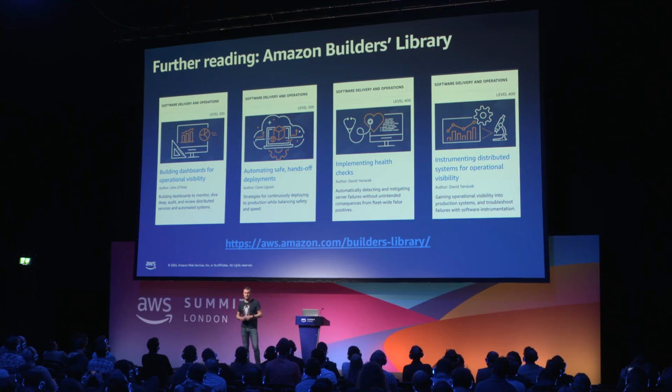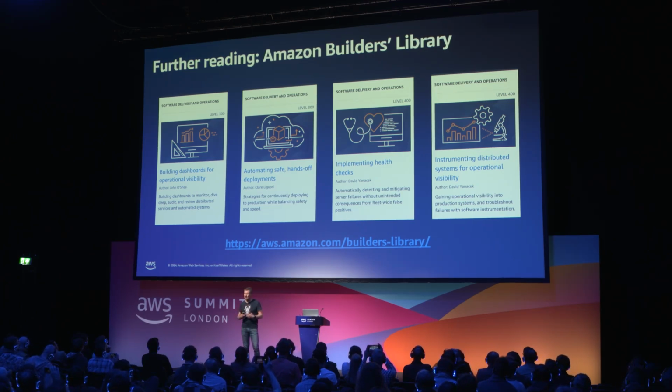Now, as a part of this, there's some really, really useful Builders' Library material. You can go off and experiment with this stuff. It talks through some of the scenarios that have been discussed here. There's a lot more material available in the Builders' Library than this, but these are the ones I want to call out about the observability side of things.